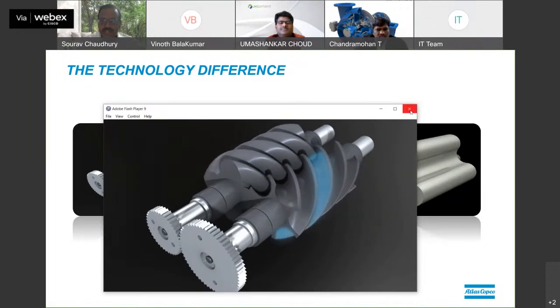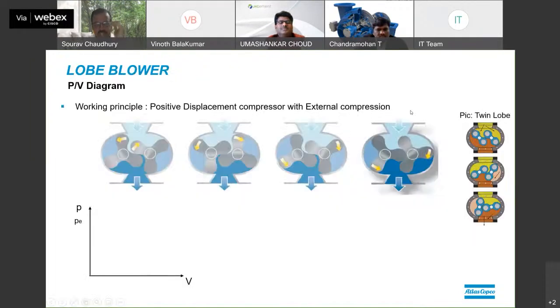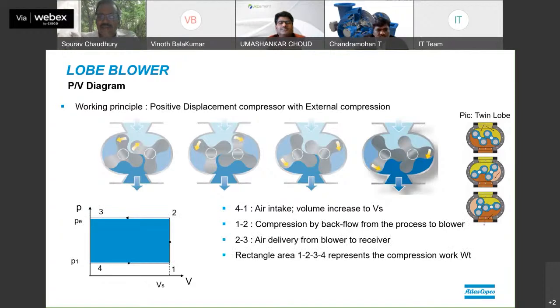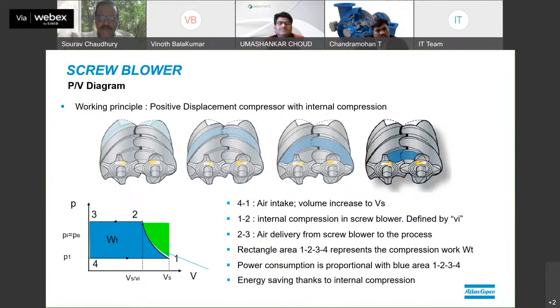When we see the results, at least theoretically, if you plot this in the form of a P and V curve, as in thermodynamic studies, then we all know the area under the PV curve becomes the work done. This is how a typical twin lobe, tri-lobe P and V curve will look. What changes in the screw is that the suction remains the same, but the compression being internal, we have a savings in this portion. The green portion in the curve shows the savings.